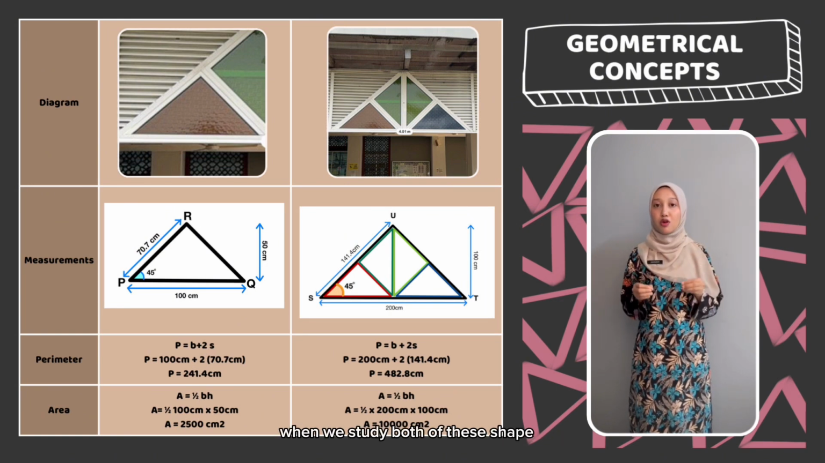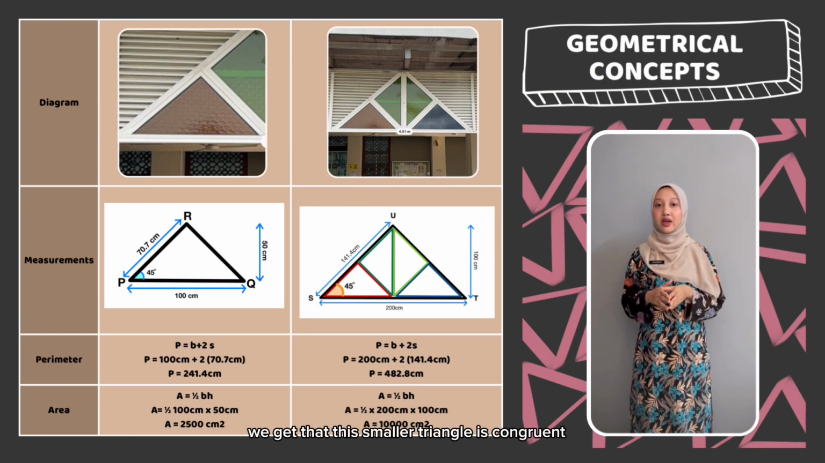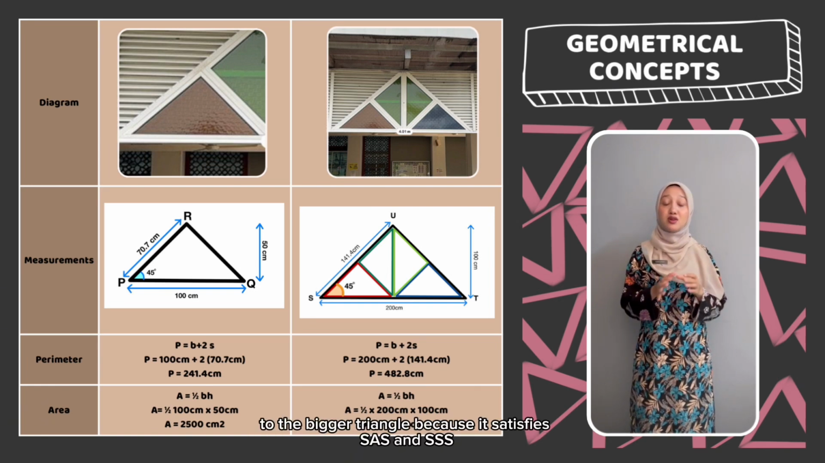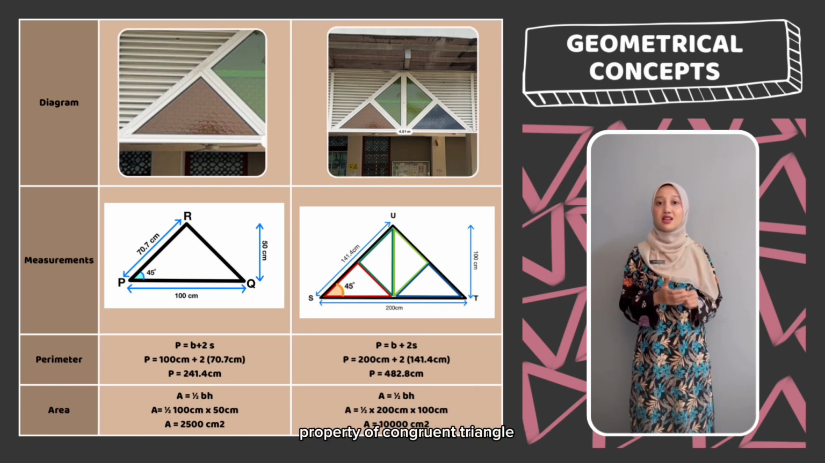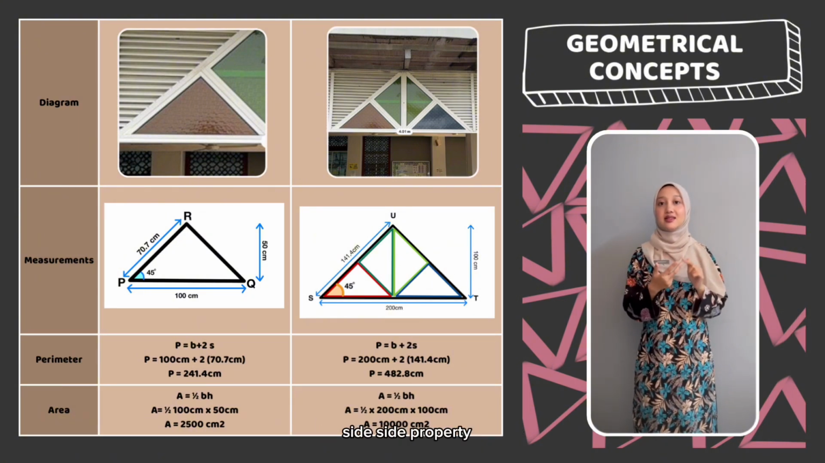When we study both of these shapes, we find that the smaller triangle is congruent to the bigger triangle because it satisfies the SAS and SSS properties of congruent triangles, which are the side-angle-side and side-side-side properties.